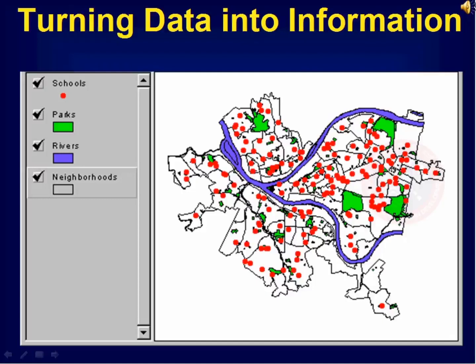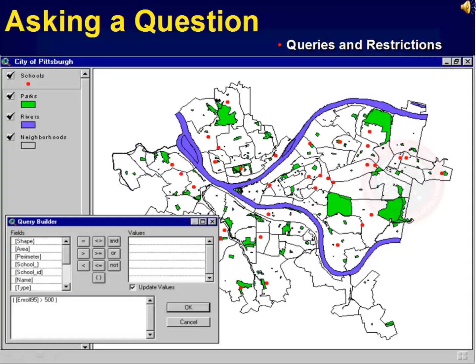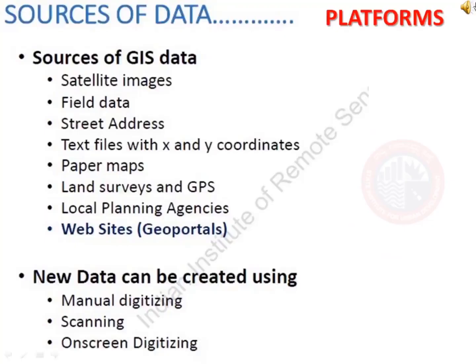GIS is nothing but turning data into ready information. From this drawing, it is very easy to locate parks, schools, playgrounds, river courses, etc. GIS also provides a platform for asking questions from the available information. Sources of data for GIS: satellite images, field data, street address, text files, paper maps, land surveys and GPS, local planning agencies, websites.